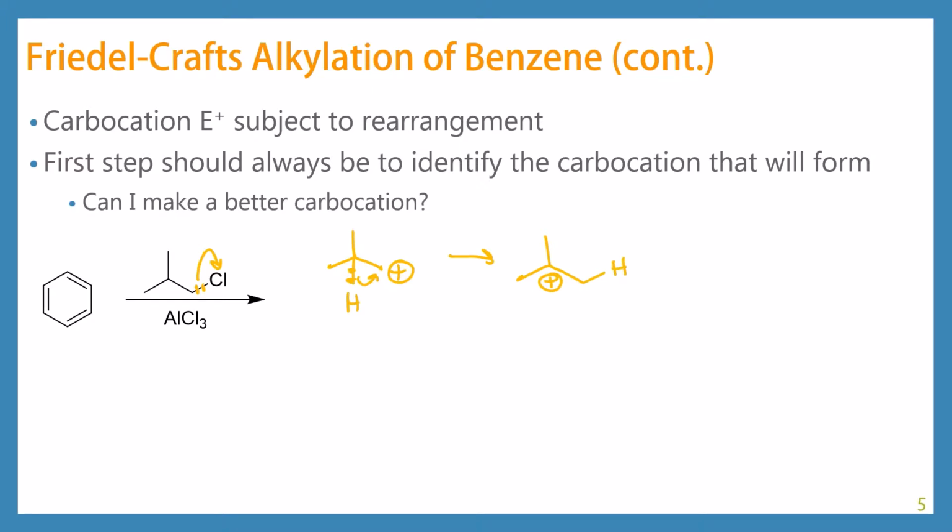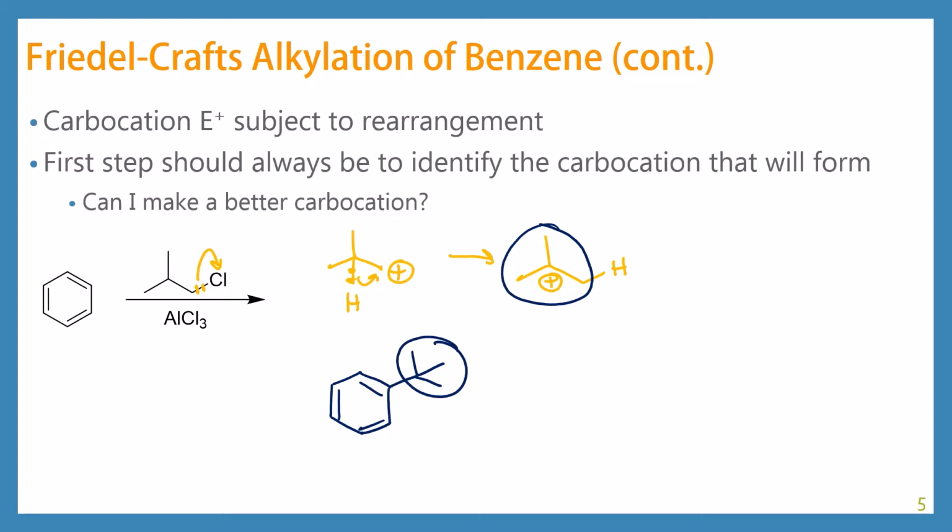So now that we know the identity of that carbocation, we can also kind of skip all those mechanistic steps if we understand how they work and draw our benzene product. So this is going to be the carbon skeleton that ends up attached.